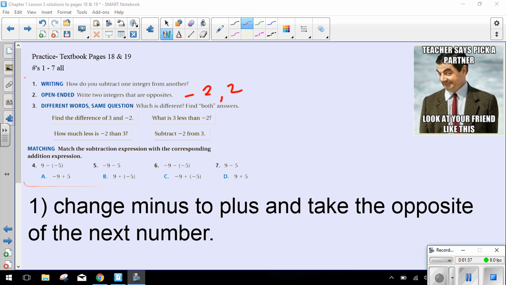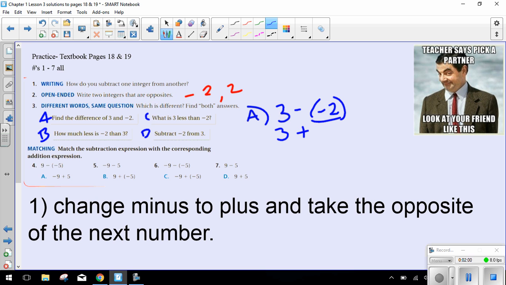What I'm going to do for number 3 is letter these A, B, C, and D. For part A, what is the difference of 3 and -2? That's saying 3 minus -2. If we were to rewrite this, it would be 3 add the opposite, which would be 2, equals 5.